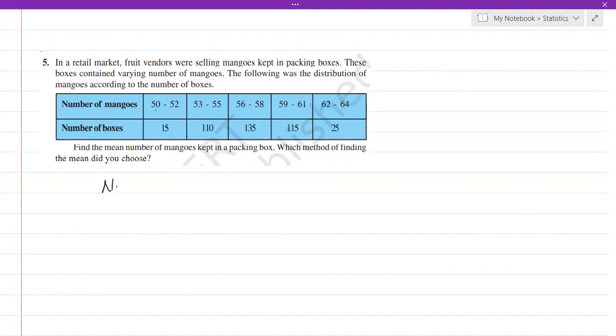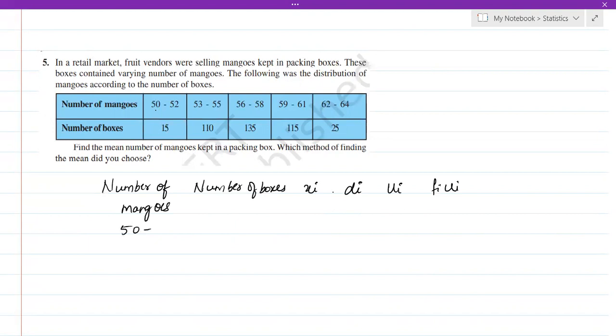So number of mangoes, and in the next column it is number of boxes. Here we are going to find xi. In all the methods we are going to find xi. Then we are also going to find di. Then here in step deviation we are going to find something called ui. Then we are going to multiply fi and ui. These are the things. Now the first is 52.